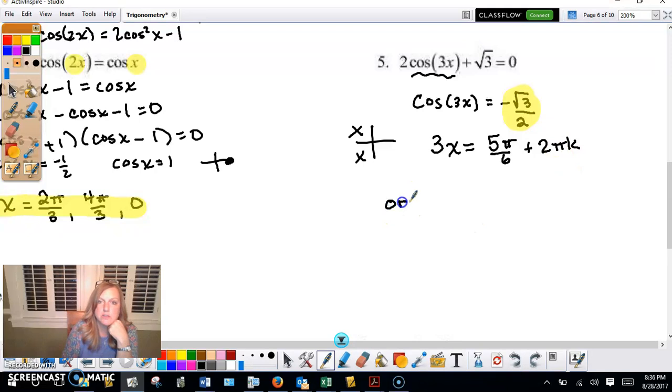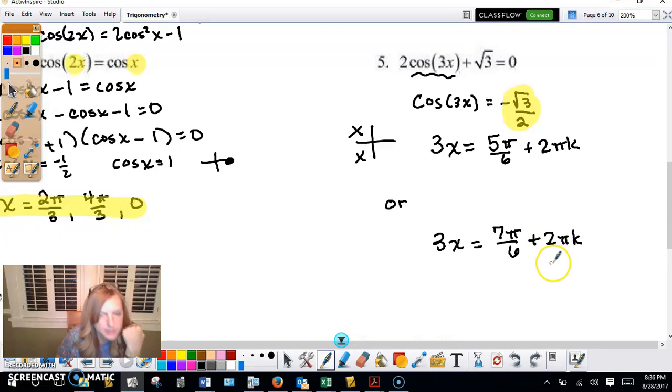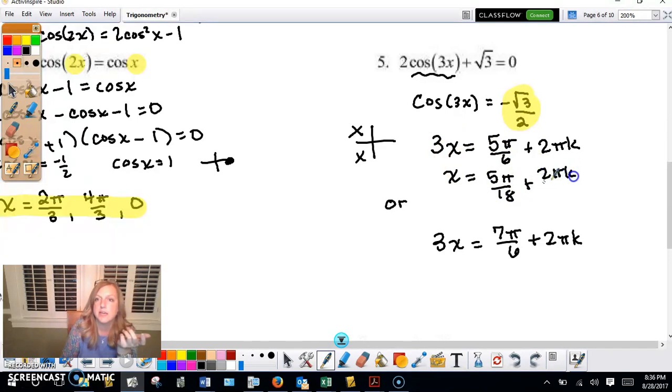And then the alternative, I'll just put it down here below, your 3x is going to be, in this quadrant, pi plus your reference angle, pi plus pi over 6, 7 pi over 6, plus 2 pi k. And then you divide by your 3. This is going to be x equals 5 pi over 18 plus 2 pi k over 3. And this is going to be x equals 7 pi over 18 plus 2 pi k over 3.